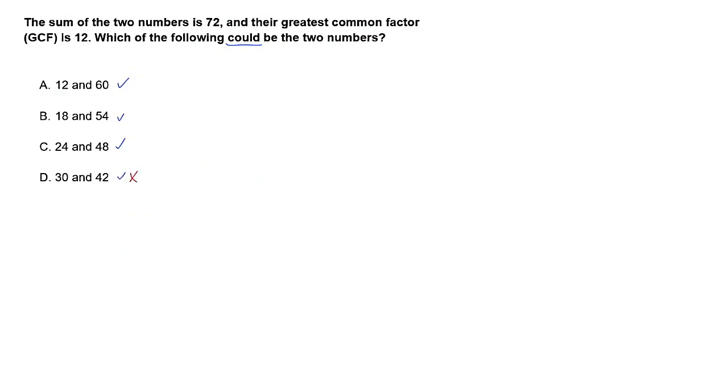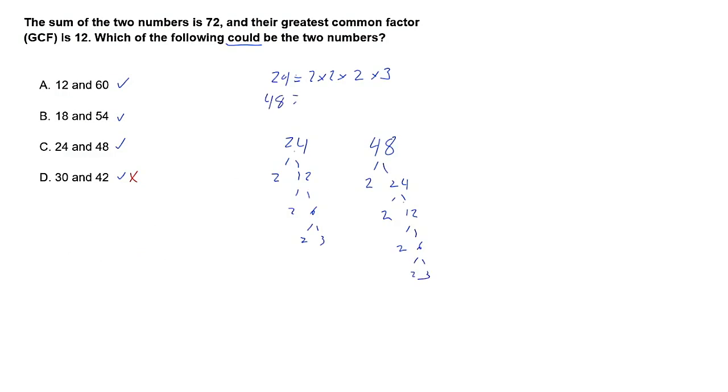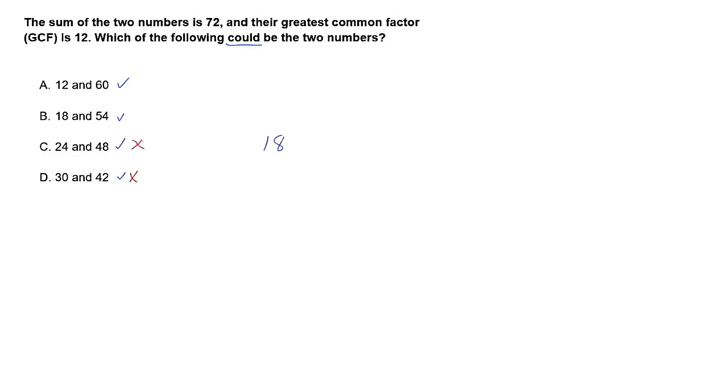All right, let's try this next one now. So 48, we get 2 times 2 times 2 times 2 times 3. So 2 times 2 times 2 times 3, we can find on both sides here. So that means that our greatest common factor for this set of numbers is actually 24. So C would fail the second test. All right, let's keep moving on.